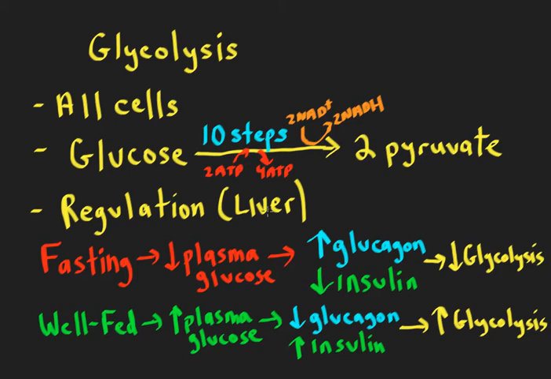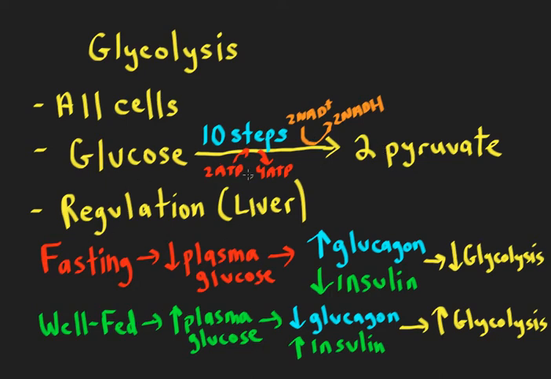And in terms of energy yield, it's important to point out that you invest 2 ATPs into the system during these 10 steps, and you actually get 4 ATP out. So there's a net yield of 2 ATP, and that may be more if there's oxygen and there's mitochondria present, and there's the ability to undergo TCA cycle and electron transport chain.